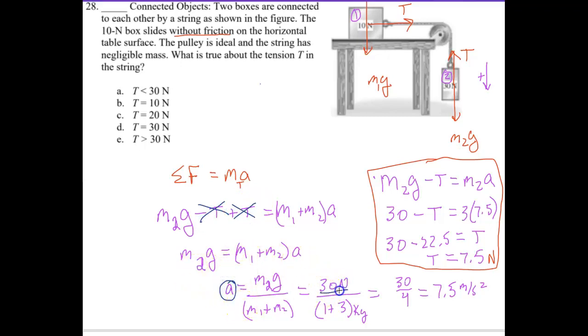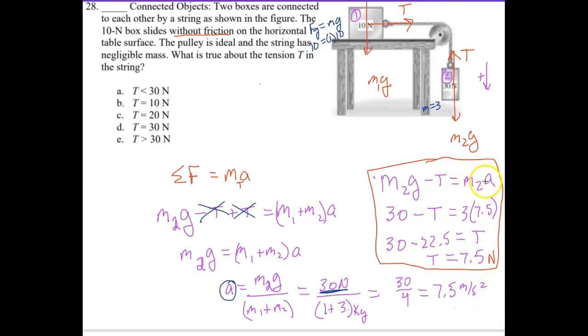So that would be 30 newtons for m2g divided by 1 plus 3. How did I get the 1 plus 3? Well, we know that the force due to gravity is equal to the mass times the gravity. And so if our force due to gravity is 10 and gravity is 10, then our mass has got to be 1 here, and the mass has to be 3 here. And I know I used 10 for gravity, but I can do that as long as I'm consistent. So that makes 1 plus 3 on the bottom. 30 divided by 4 is 7.5 meters per second squared.